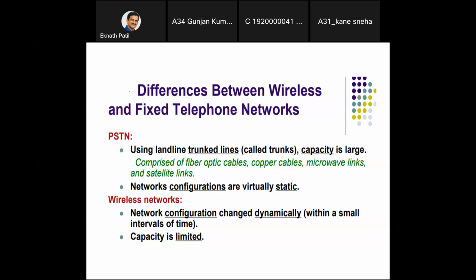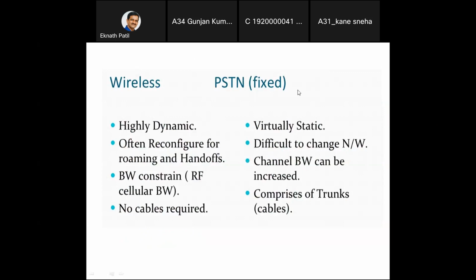Wireless network configuration changes dynamically with small intervals of time, and the capacity is limited. So nowadays, this particular capacity is transferred towards the wireless network only. PSTN is the part of the communication only from one PSTN to another PSTN. Okay, but in one PSTN, limited capacity to the wireless channels will be there, or the MSCs and base stations are there. Okay. So we will compare wireless and PSTN.